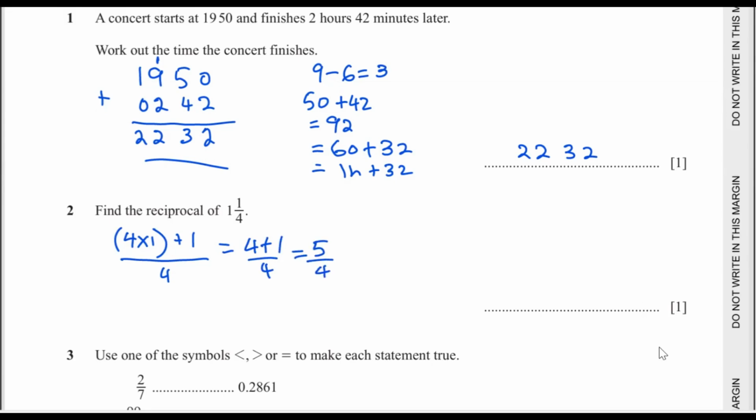So reciprocal means that we are taking the inverse. So we are going to reverse this fraction in a way that the denominator, which is 4, will now become the numerator. So we are going to reverse it this way, and that is going to give us 4/5. That's the reciprocal. So that is 4/5.